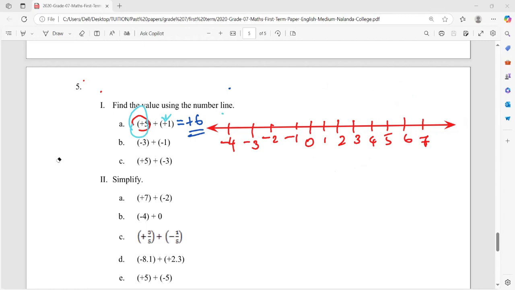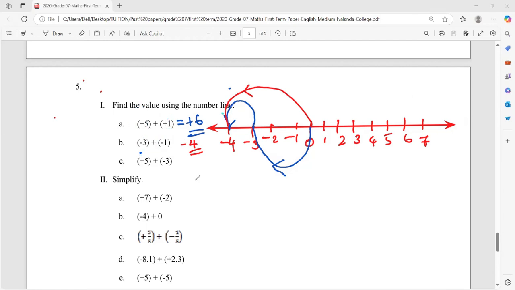And in this second one, it is negative 3. Let's go from 0 to negative 3. Now, this is the place where we have to start. And then this is negative 1. That means you have to go one step to the left side here. And here lies the answer. The answer is negative 4. Write this negative 4. Negative 4 is the answer that you have found using the number line, right?